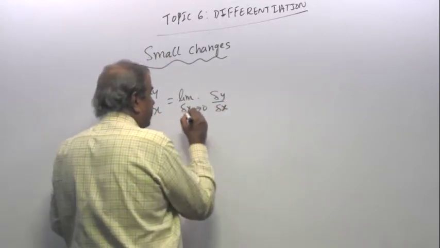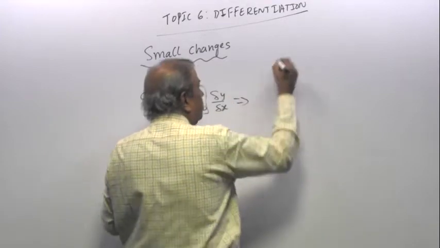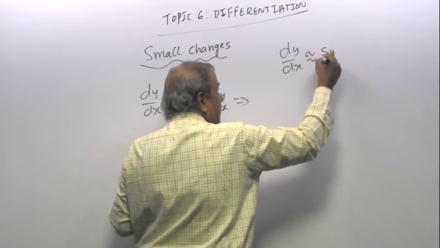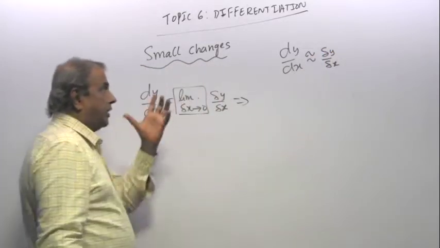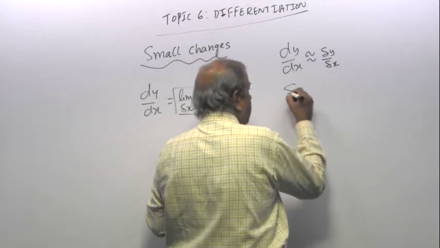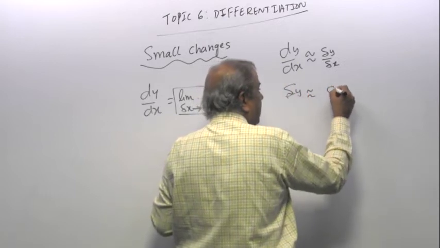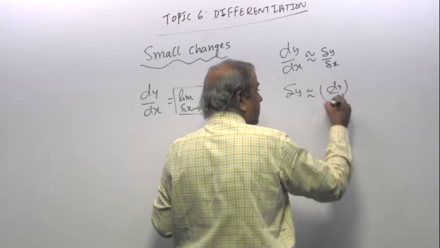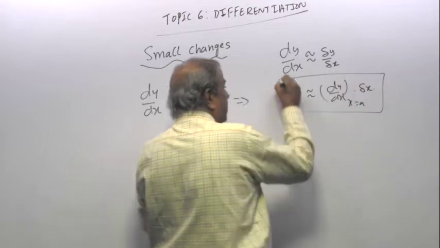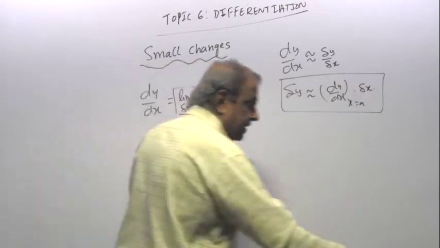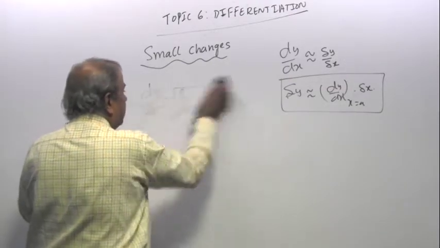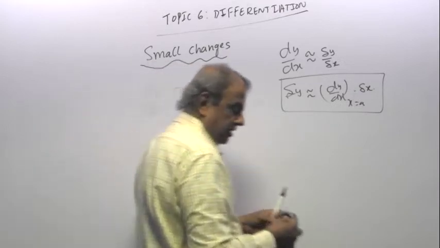So, in other words, since delta x is small, I can conclude dy by dx is approximately delta y by delta x, where delta y is the change in y and delta x is the change in x. So the change in y is approximately dy by dx at a particular value of a times the change in x. This is the formula for small approximation. Don't confuse this with the small approximations for sine and cos. I'll take a couple of examples and then show you how to do this.